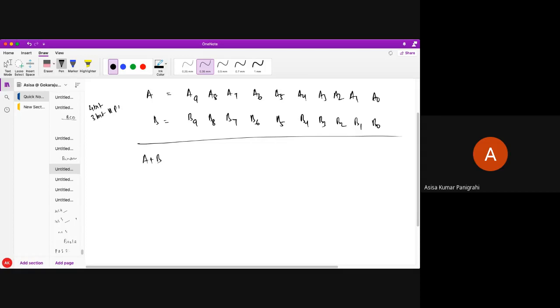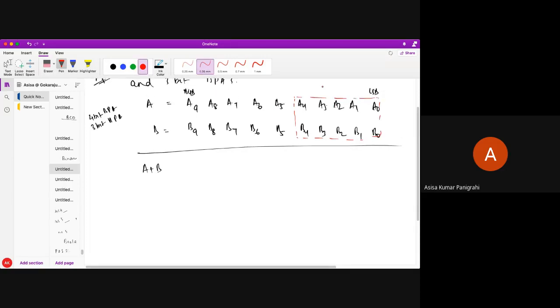For that reason, you need to always start from the LSB. I have told you, this is my MSB and this is my LSB. So let's say I take these 4 bits of A and these 4 bits of B. This requires one BPA to design, which is, let's say, a 4-bit BPA. This is my 4-bit BPA, and the name of the BPA is, let's say, BPA0.